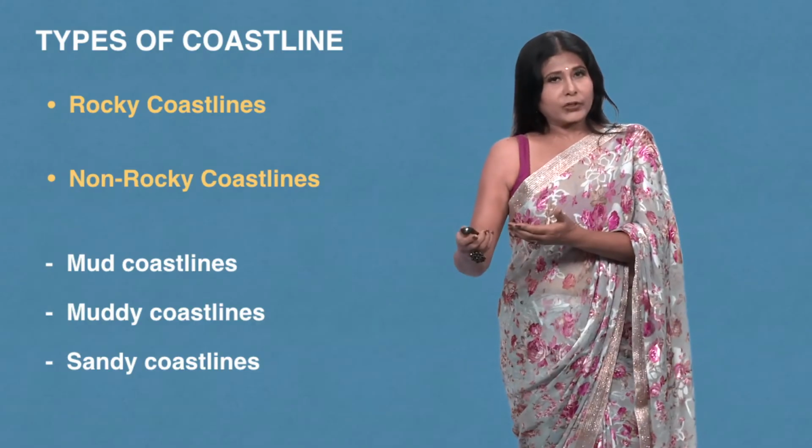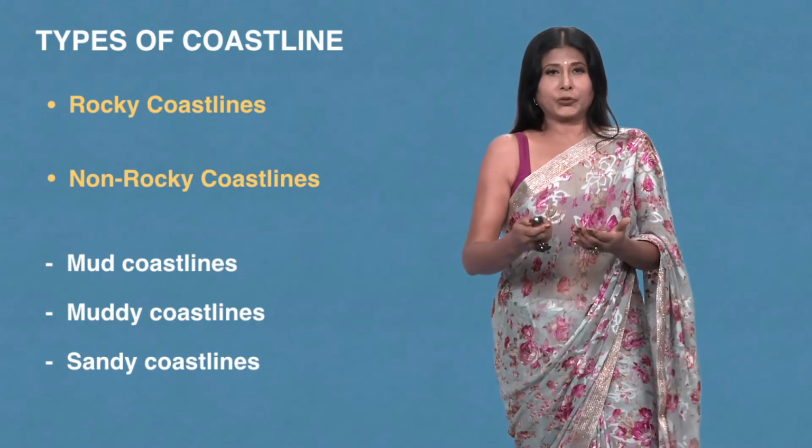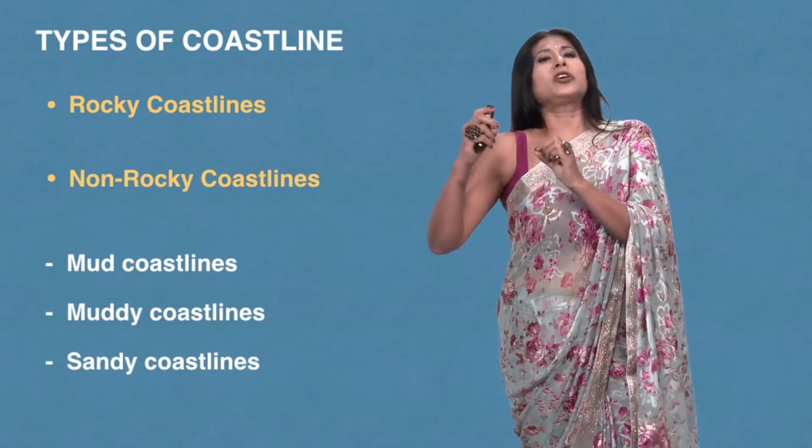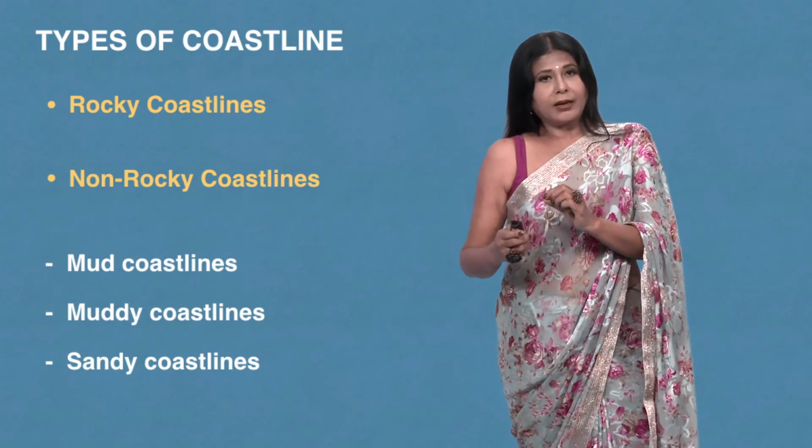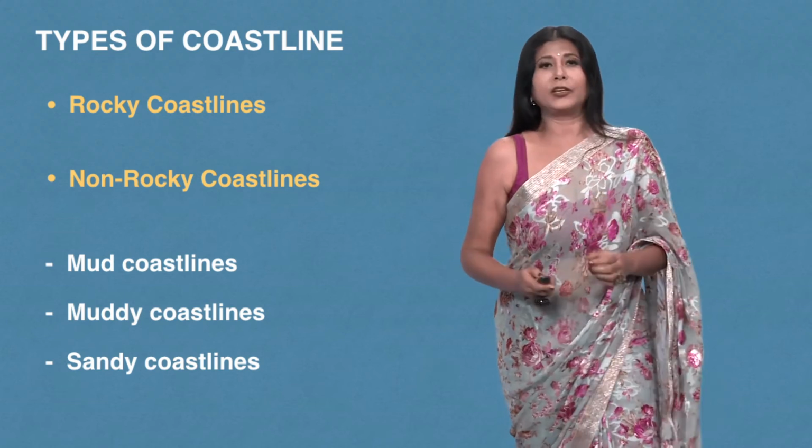Coastline can be rocky coastline or non-rocky coastline. Non-rocky coastline can be muddy coastline or sandy coastline. In India we have two distinct types. The western coast of India is characterized by rocky coastline, and all the features that we are going to discuss right now are going to be found in all this coastal zone of Maharashtra and down south.